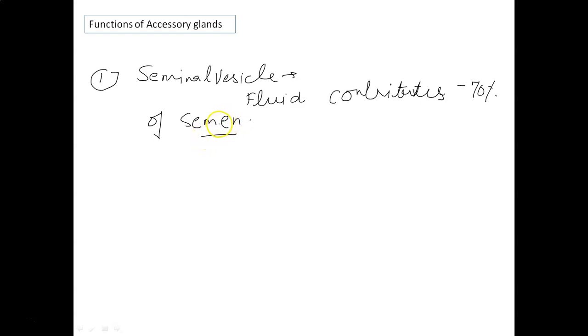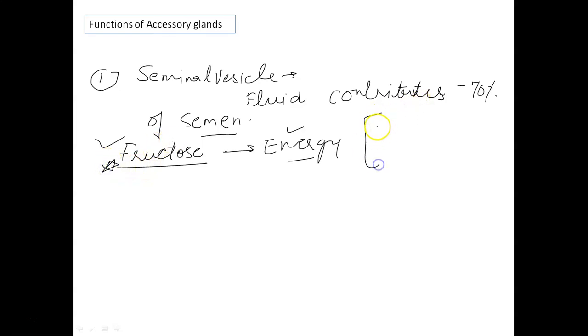Now what is the function? This fluid contains, first, fructose. We all know that fructose is a carbohydrate, and it provides energy, of course, for movement. The energy which the sperms need to cover the distance from the female reproductive tract through the uterus, and then reach the oviduct for fertilization. So energy is provided by fructose.